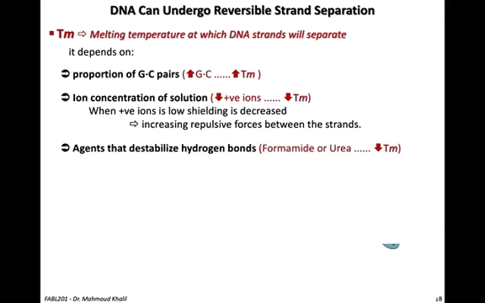The third factor is you can use some agents that break the hydrogen bonds, like formamide or urea. So if you use these agents in a solution in the lab, you will decrease the melting temperature.